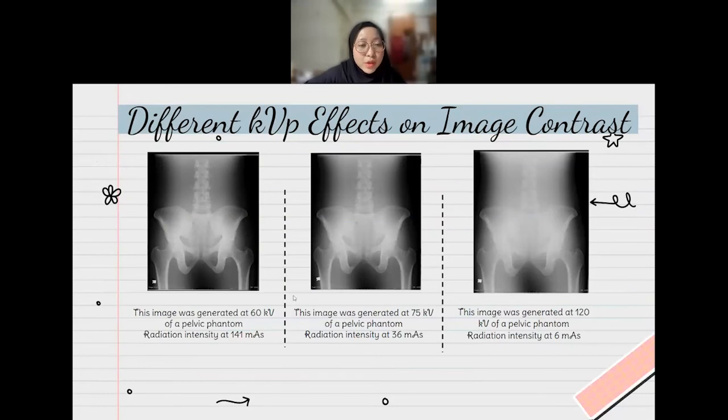Since we are discussing tube potential, I will be showing you the effect of using different kilovoltage on image contrast. These three images are generated from a pelvic phantom. The first one is using 60 kilovolt and radiation intensity at 141 milliampere second. The second one is at 75 kV and 36 mAs, and the last one was at 120 kV and 6 mAs.